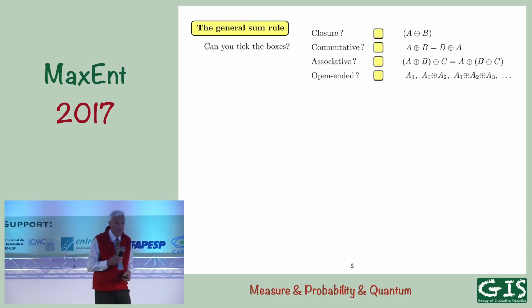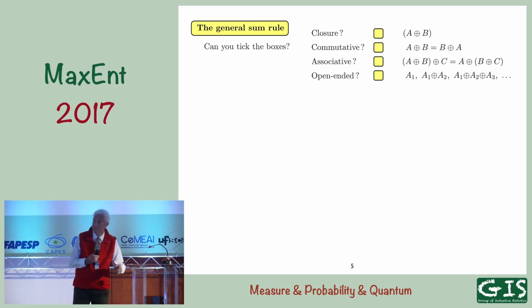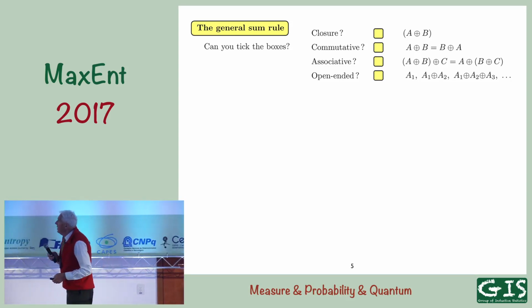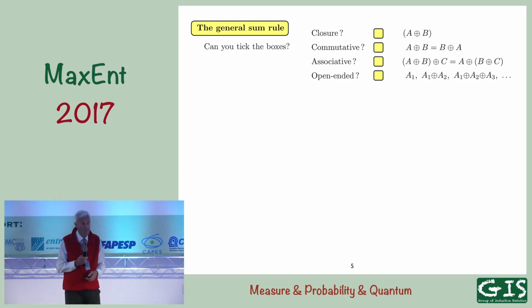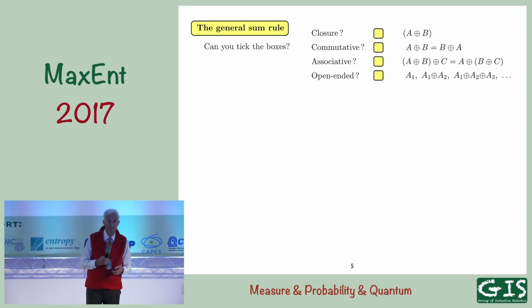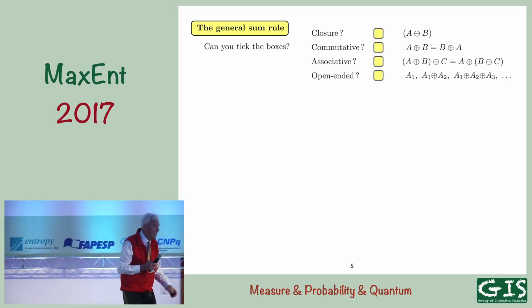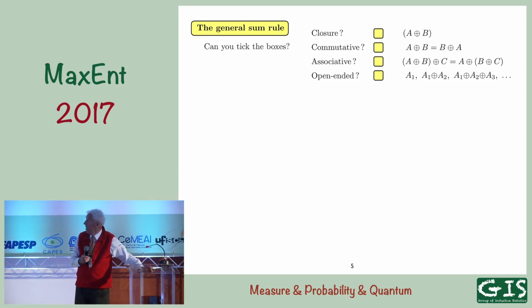This already leads to a very powerful result. I put up 4 properties. Closure, stuff adds up to be stuff. Commutativity, doesn't matter which way around you put things. Associativity, doesn't matter which way you combine them. Shuffling, in other words. And open-ended.